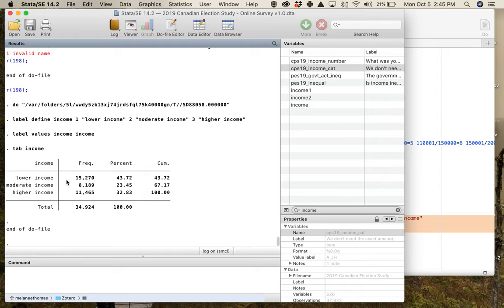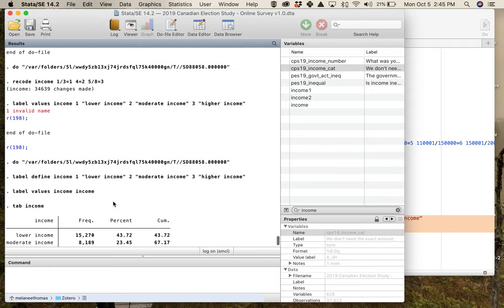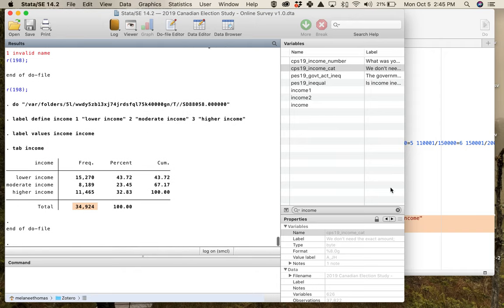So now I've got this total of almost 35,000 people, which compared to the 25 from income number and the 12 from income cats, means I'm actually getting everybody together. And so I've got lower income, moderate income, higher income. And here you can see that particular distribution.